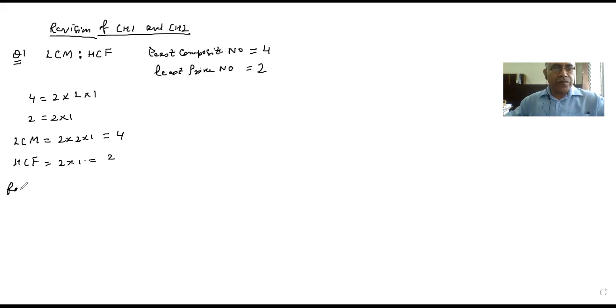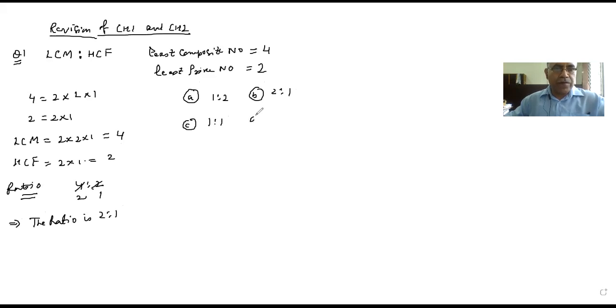Now ratio. I want to find out the ratio of LCM to HCF. So this is 4 is to 2, which implies the ratio is 2 is to 1. Options given are 1 is to 2, second is 2 is to 1, third is 1 is to 1, fourth is 1 is to 3. So option B is correct.